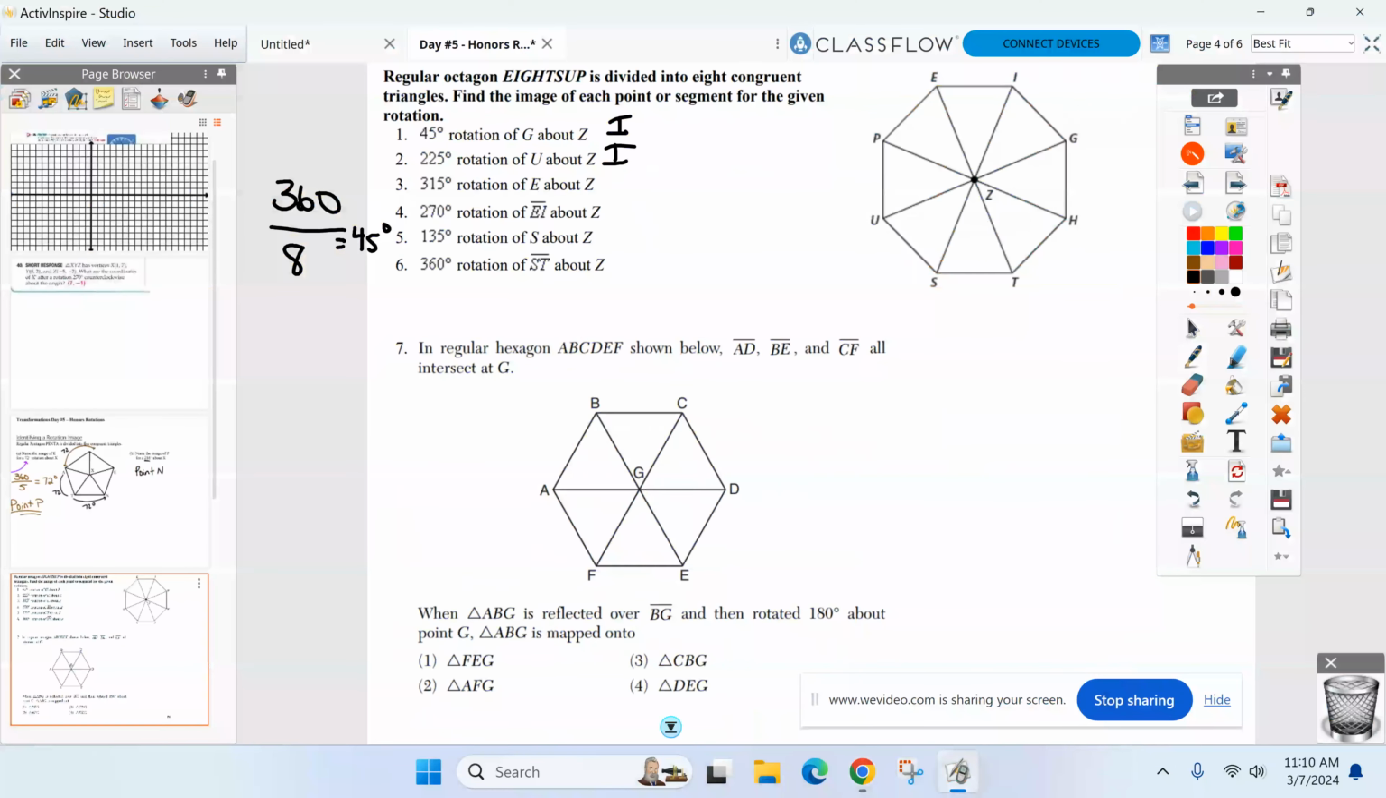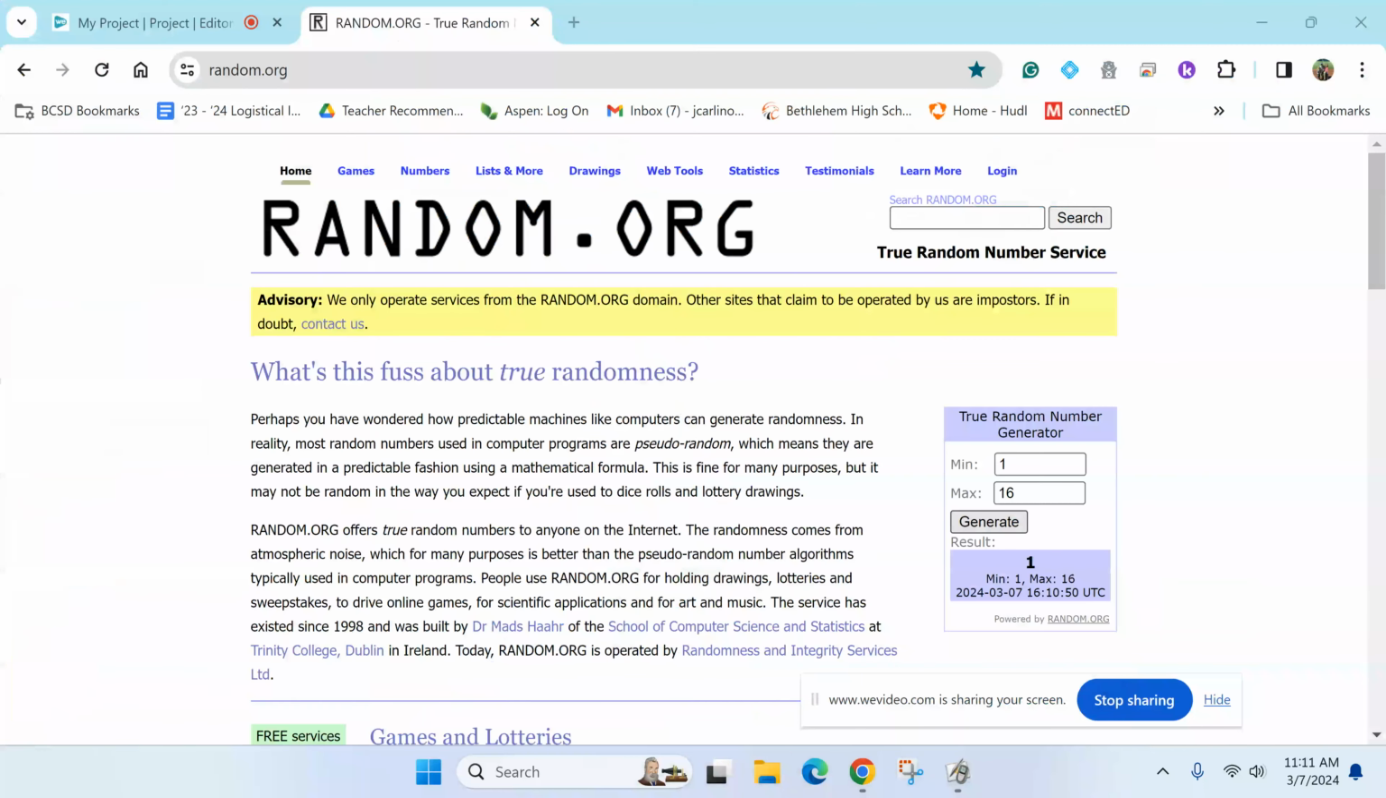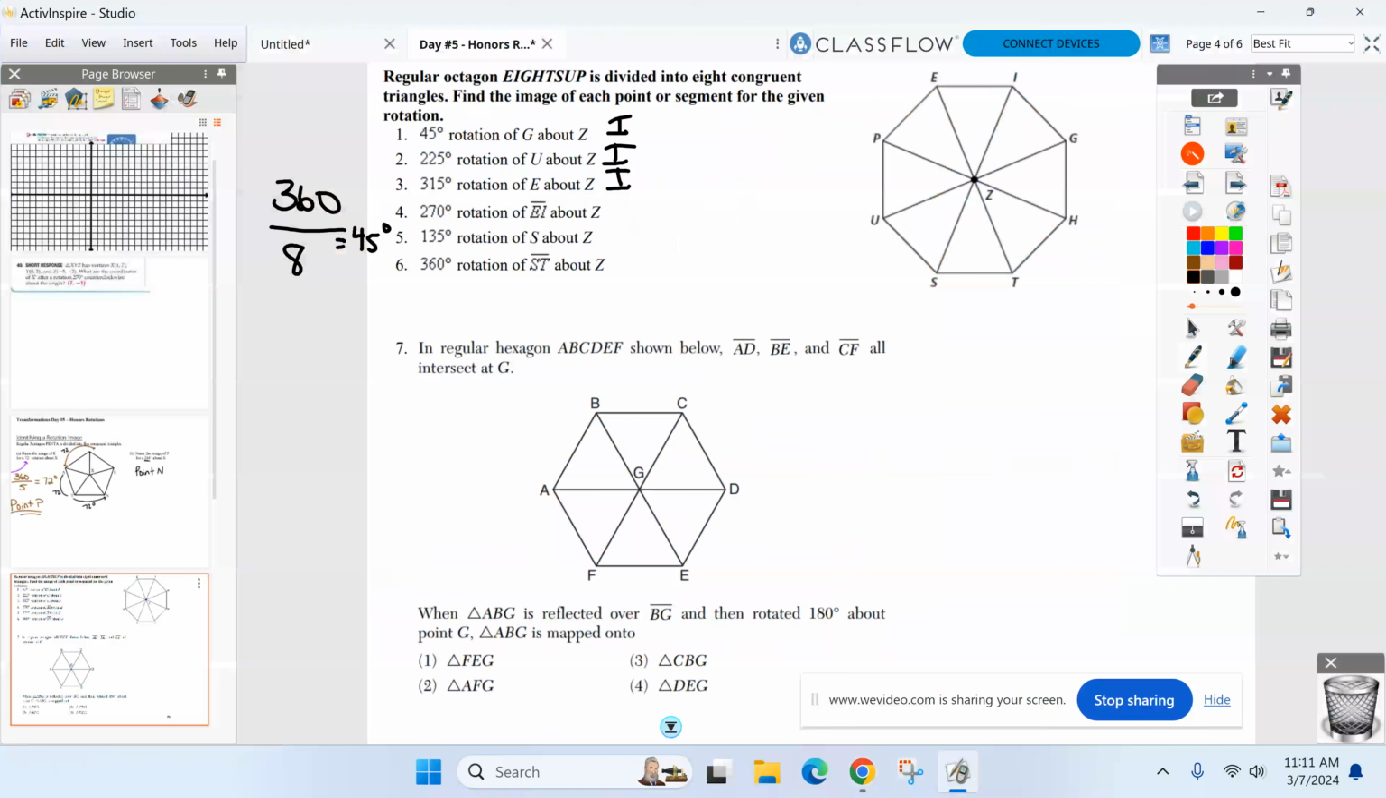Charlie? I. There you go. Anybody thinking they're doing anything wrong? Answer's not I for the next one because this is a segment. So if I take EI, rotate it 270, where do we end up? Josh? GH or HG. Yep.